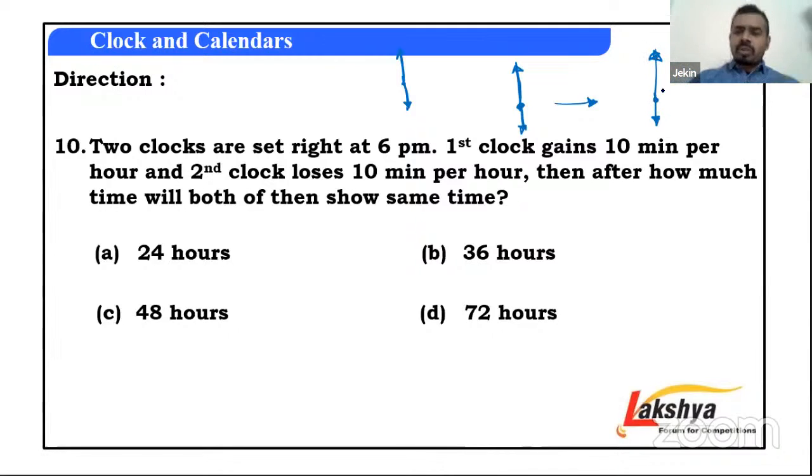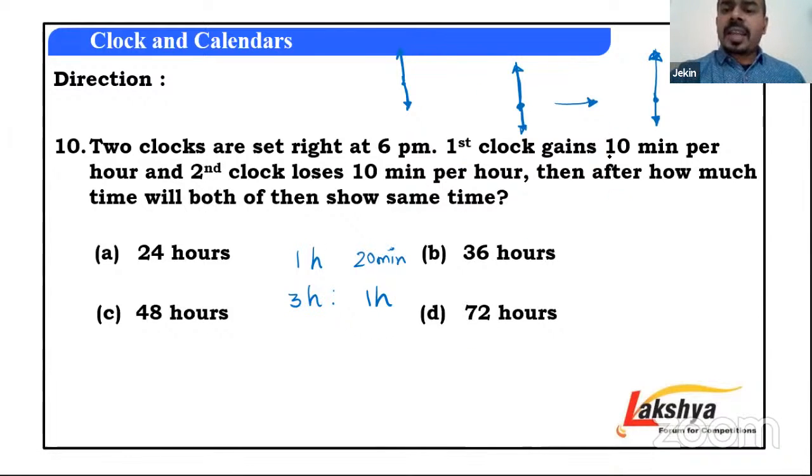After how many hours? How to solve this? Very simple. What would be the situation after 1 hour? What would be the time gap between the two? One is going 10 minutes fast, one is going 10 minutes slow. Therefore, after 1 hour, the time difference between the two would be 20 minutes. Do you agree? Yes. Okay. Therefore, in 3 hours, what would be the time difference between the two? 1 hour, isn't it? In 3 hours the time difference is 1 hour.